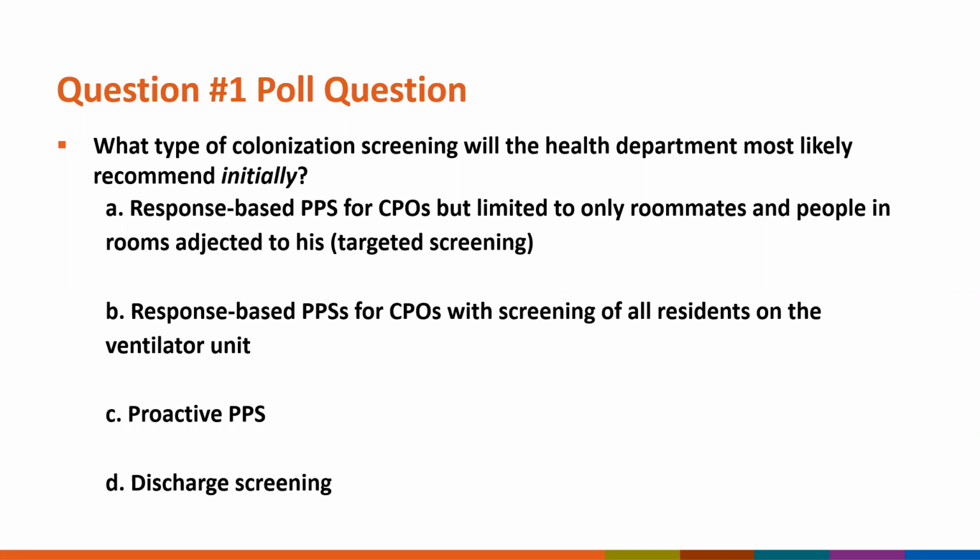Pick the response that you believe is most correct. The question is, what type of colonization screening will the health department most likely recommend initially? A, is it a response-based PPS for CPOs but limited to only roommates and people adjacent to his? B, is it a response-based PPS for CPOs with screening of all residents on the ventilator unit? C, is it a proactive PPS? Or D, is it discharge screening? Let's go ahead and give everyone a second.